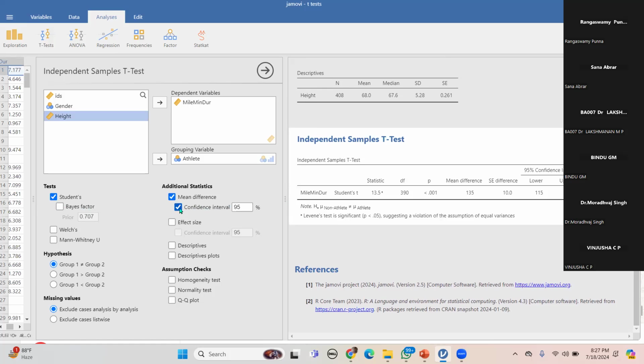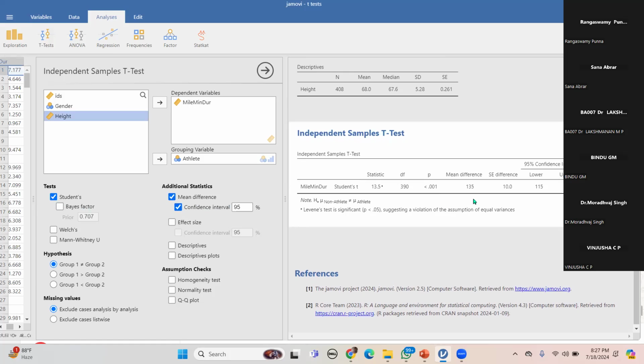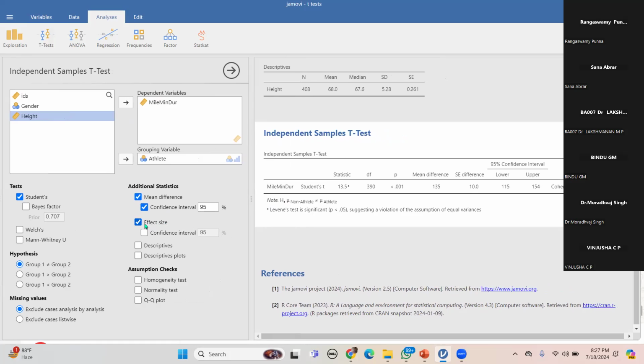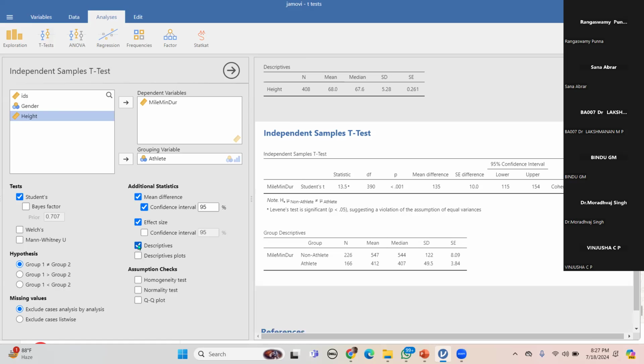Second, I also want to know the confidence interval, the 95% confidence interval. That we also got. Next, effect size. Just right now for timing, click on the effect size. Then descriptives. Just click on the descriptives.